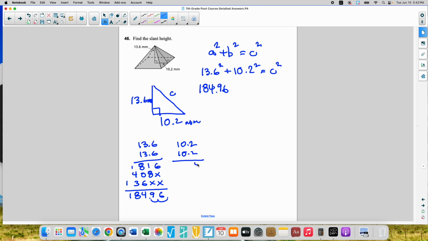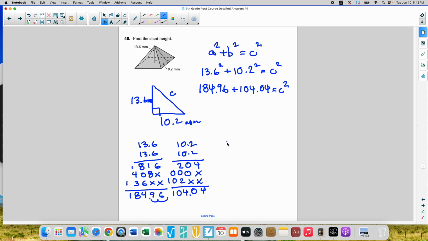Let's multiply 10.2 times 10.2. 2 times 2 is 4. 2 times 0 is 0. 2 times 1 is 2. We have 0, 0, 0. Move to the second. That's 2, 0, 1. That's 4. That's 0. That's 4. That's 0, 1. Two decimal places. So we're going to add those. Equals c squared.